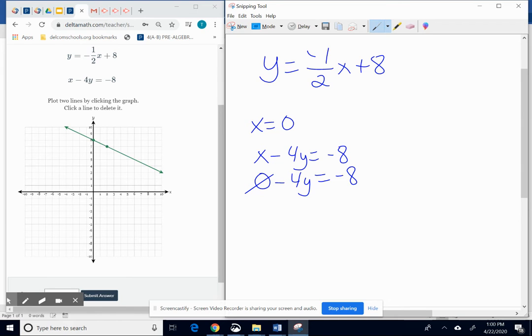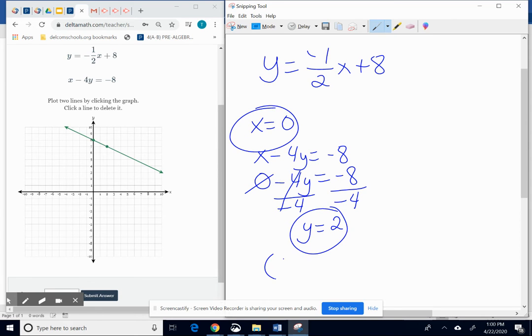Get rid of the multiplied negative 4 by dividing by negative 4. You end up with y equals positive 2. Negative 8 divided by negative 4 is positive 2. So think of that as the coordinates of a point. That represents the point (0, 2).